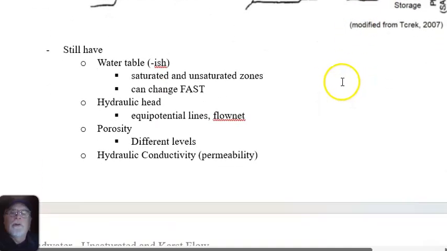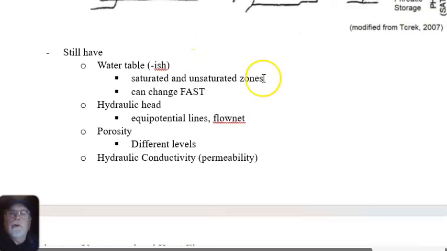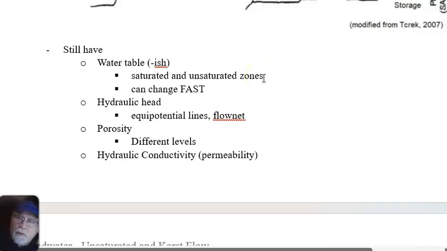All right. So what do we still have with karst? We still have a water table. I say water table-ish. I went to a conference one time on the Edwards Aquifer, and it was really weird because after this storm, the water table went up 15 feet or something like that. So it can go up and down really fast. But still, we have unsaturated and saturated zones.